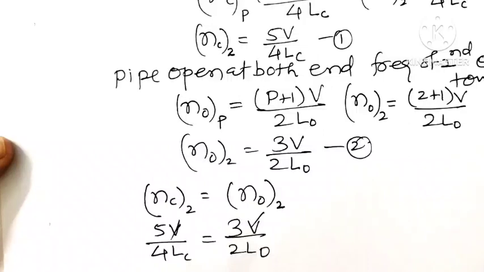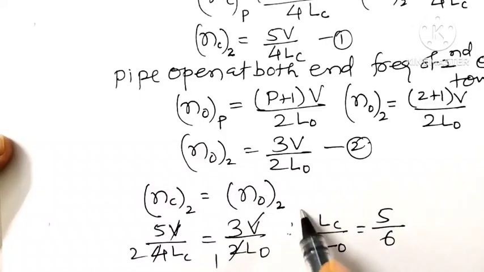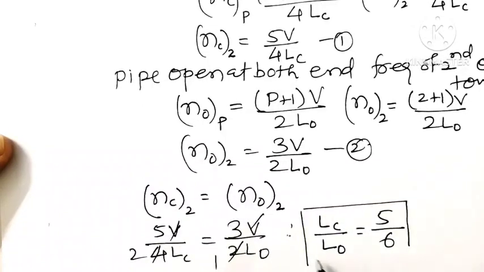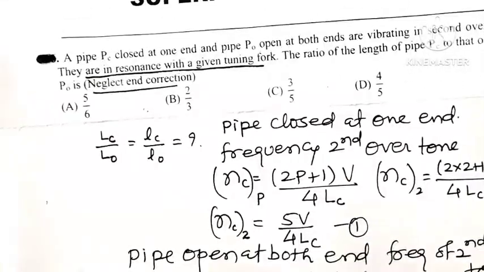So this V on the two sides gets cancelled. Therefore, LC upon LO is equal to, taking this LC to this side, 2 ones are 2, 2 threes are 6... so it is 5 divided by 6, because 3 twos are 6. So LC upon LO is equal to 5 divided by 6. So out of the 4 options, look at option A, 5 by 6. Option A is the correct option for this question.